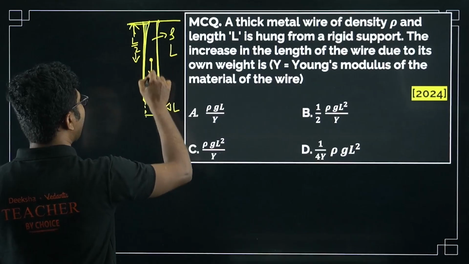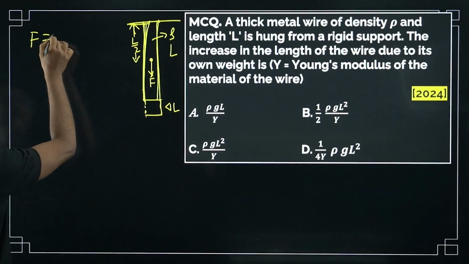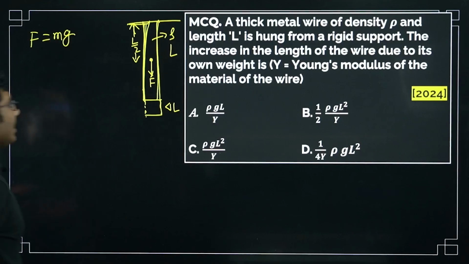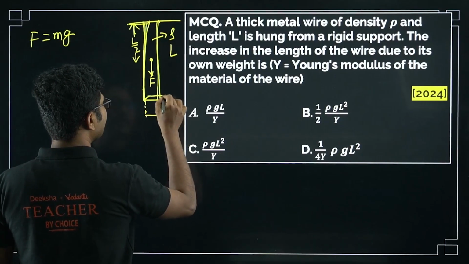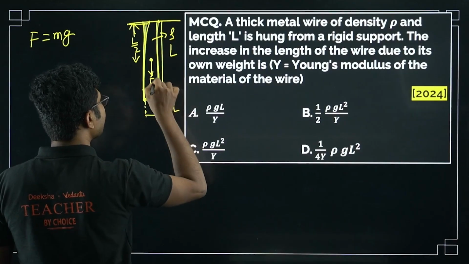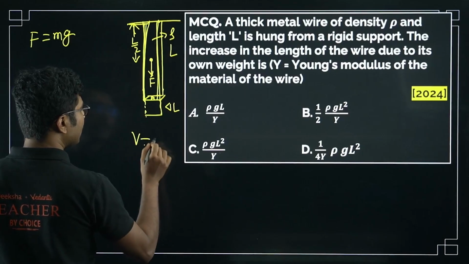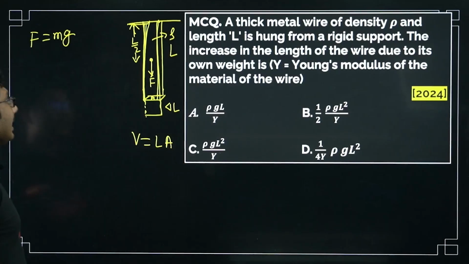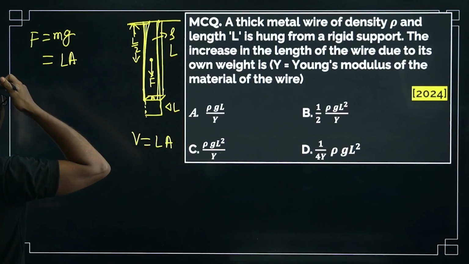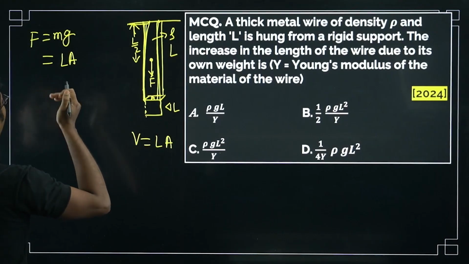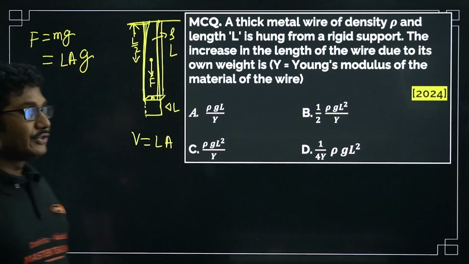Okay, the force will act here. So what is the force? Force is mg, right? Now if you consider the cross section of the rod to be A, then what is the volume? Volume is length into cross-sectional area, L into A. So what is mass? Mass is L into A. Okay, so L into A into g is the force.